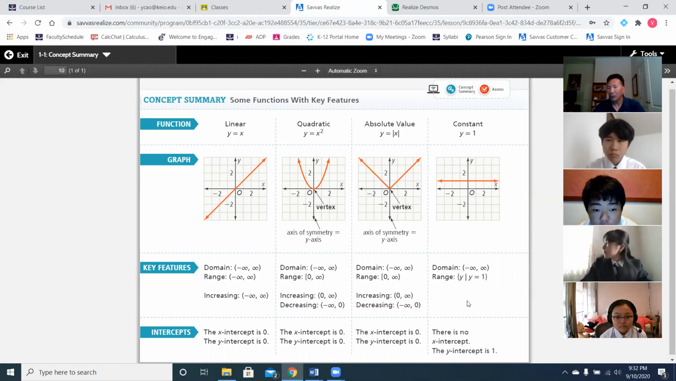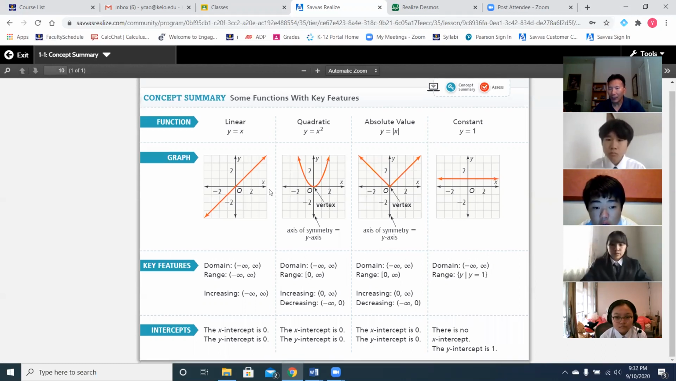What's the intercept? Look at here, the x-intercept and y-intercept are both 0, because here you cross the x-axis and here you cross the y-axis. For that other one, there's no x-intercept because it never crosses the x-axis. The y-intercept is going to be 1.